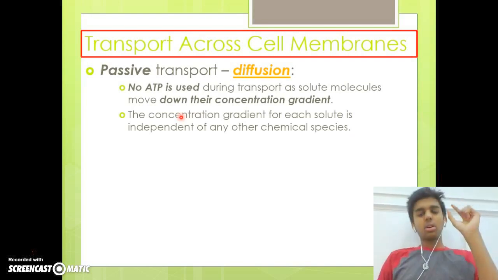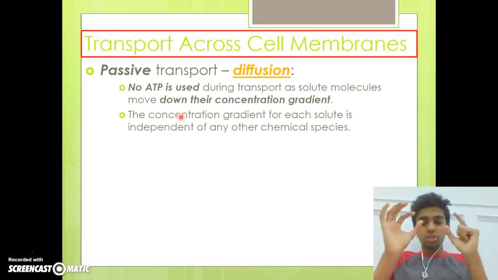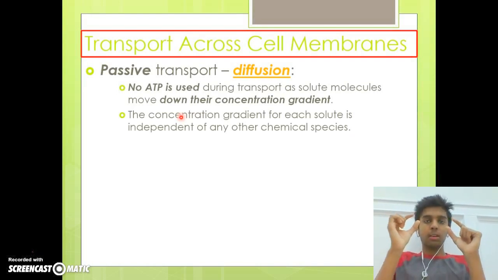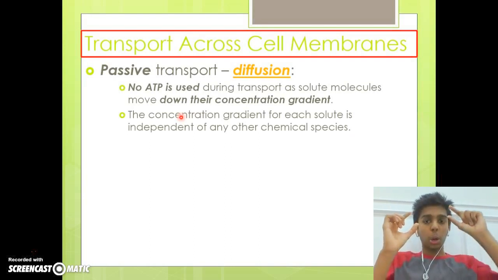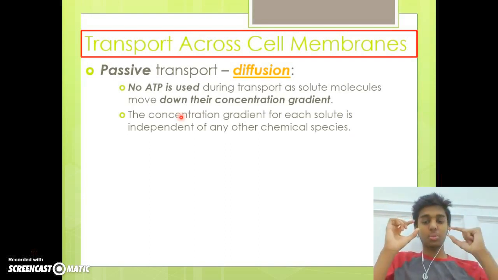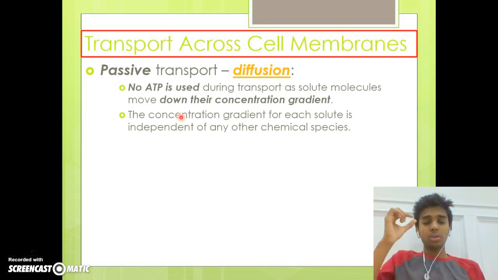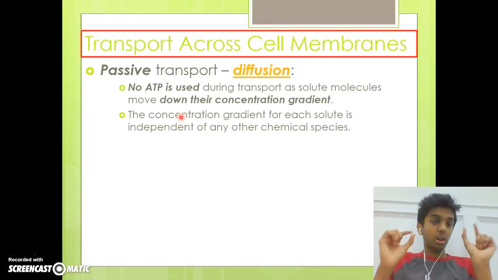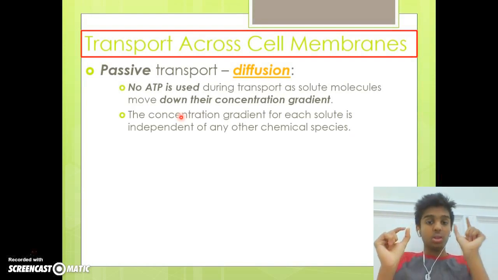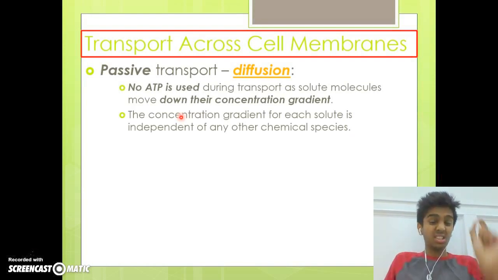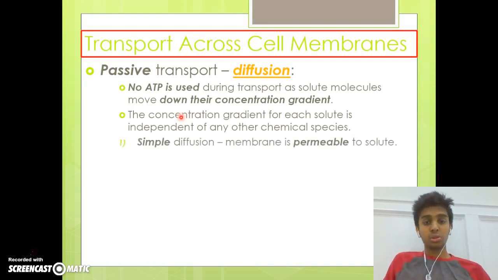So if you have carbon and hydrogen trying to enter a cell, and the cell inside has a bunch of hydrogen but no carbon, the carbon will be allowed to naturally move in and out because of the concentration gradient. However, the hydrogen molecule will not move in because there are already so many hydrogen molecules present inside the cell. So it's independent. The carbon was not affected by the hydrogen. The concentration gradient for each solute is independent of any other chemical species. And it requires no energy, so it happens quickly.